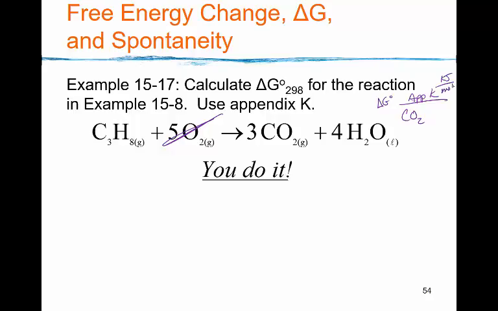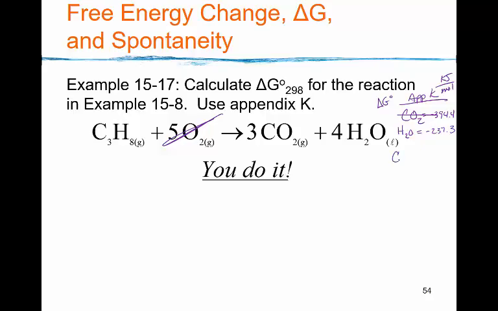And a lot of these are different, so make sure that you're really paying good attention to that. Okay, so the CO2 is going to be negative 394.4, and water is going to be a minus 237.3. This is delta G, so the number is going to be a little bit different.